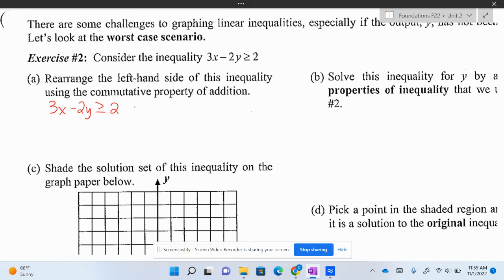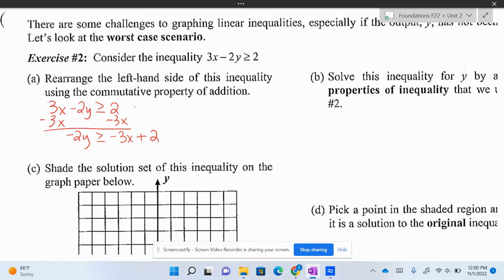I need to make it look like y is all by itself. I want it to be y is blah, blah, blah. What should I do first? Eli. How about subtracting 3x? Yeah, subtract 3x. So I have negative 2y is greater than or equal to negative 3x plus 2.